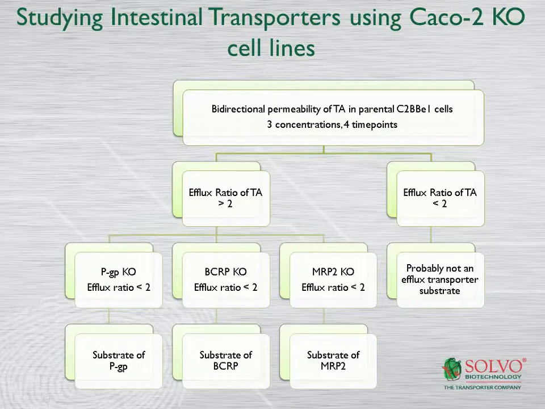A very good point for CACO2 cells is that you have one cell line and you can directly study 3 efflux transporters. If you observe an efflux ratio, you can block using specific inhibitors, for example for PGP, and then say it's maybe a substrate of PGP. You can block BCRP, and if the efflux ratio afterwards decreases, it's maybe a substrate of BCRP, or of MRP2, for example. So for this, the cell line is quite a good opportunity.